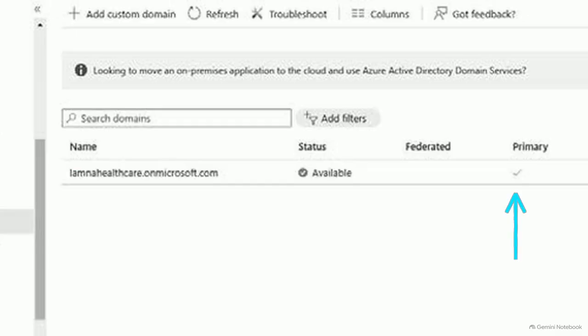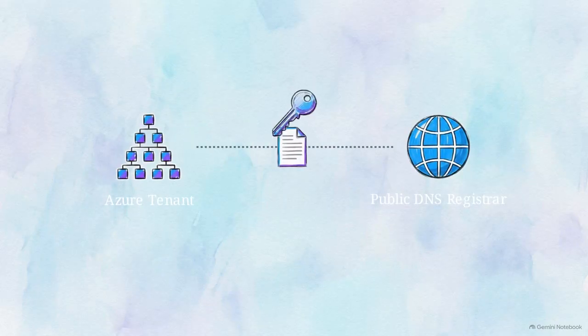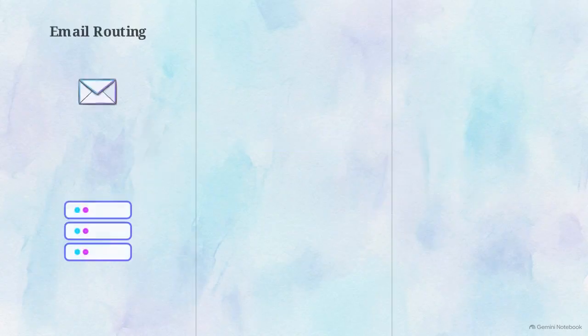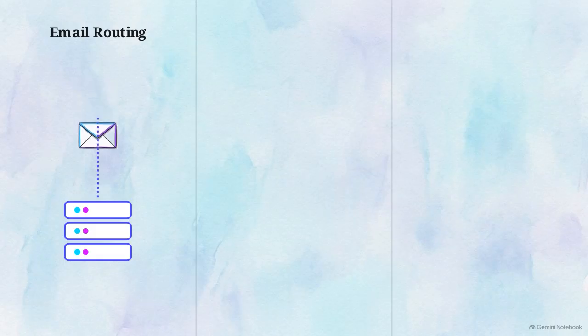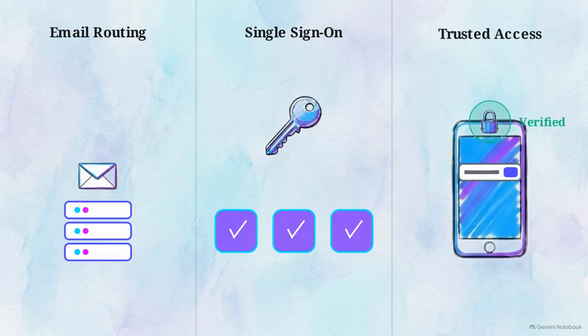the primary domain. To assign a clean, branded domain name to your users, you have to prove to Microsoft that you actually own it. This process requires a cryptographic handshake between your Azure tenant and your public DNS registrar. Completing this handshake is a strict requirement for routing Exchange email properly, enabling seamless single sign-on across your cloud apps, and making sure your users trust the login prompts they see every day.